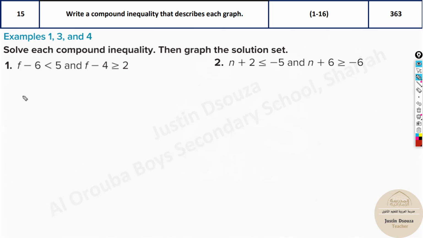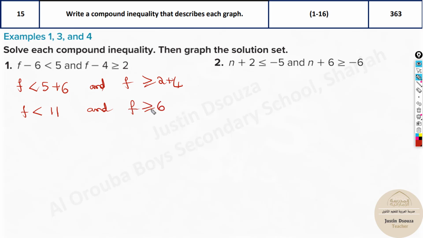Here, let me solve this. We have f less than, let me take this minus 6 to the other side, it'll be 5 plus 6. And when we solve it, f is less than 11. And we have f greater than or equal to 2 plus 4, or f is greater than or equal to 6. Isn't it? 2 plus 4 is 6.